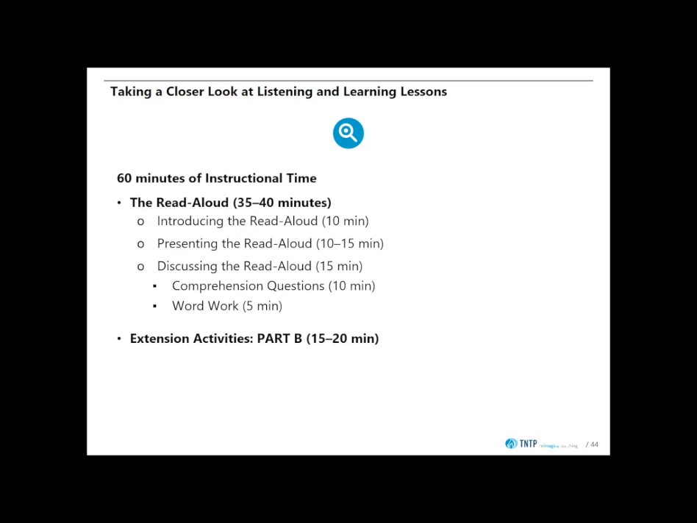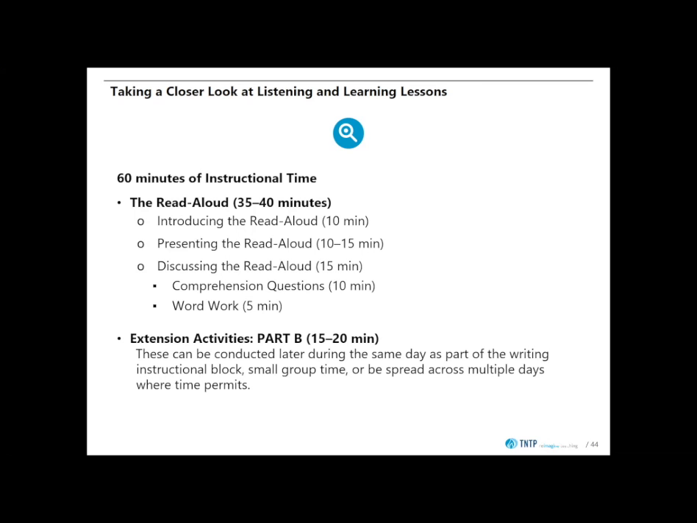The extension activities, or Part B, take about 15 to 20 minutes. These don't have to be done directly after the read aloud. They can be conducted later during the same day as perhaps part of the writing instructional block or small group or center time. They can also be spread across multiple days where time permits.